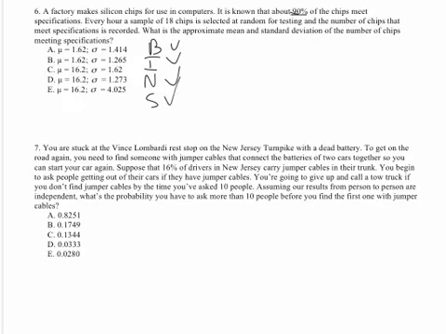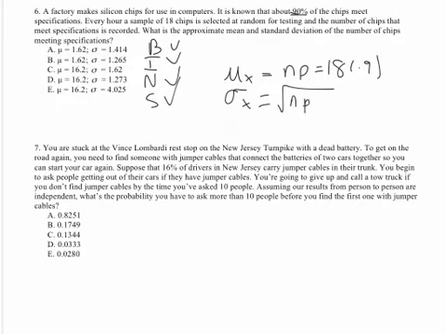So if you go to your formula sheet, if we have a binomial random variable, the mean of that variable and the standard deviation of that variable are right in the formula sheet. The mean is n times p, which here would be 18 times 0.9. And the standard deviation is the square root of n times p times 1 minus p, or n times p times q, which here would be 18 times 0.9 times 0.1, all under that square root.